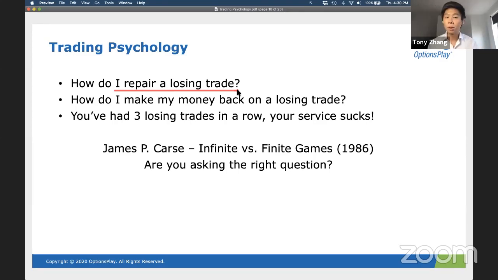But guess what? The market doesn't care if you win. The market doesn't care if you're right. The only thing that matters is how much money you have in your account to continue trading the next day. And that's the real question you should be asking yourself.